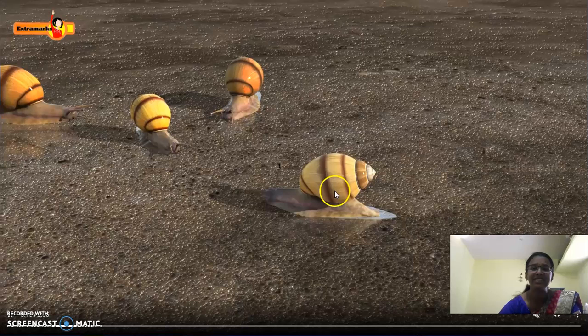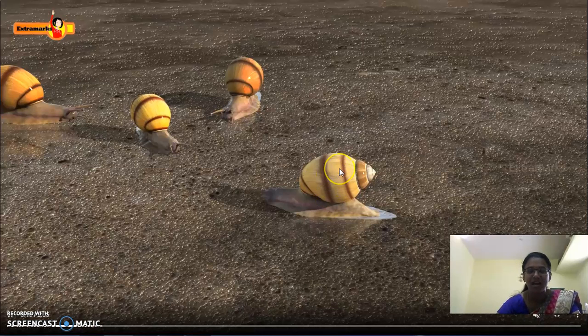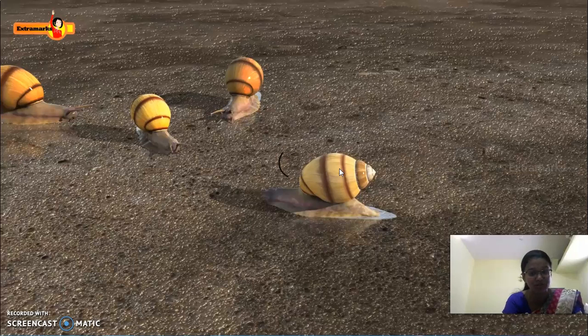It has a muscular structure. And the shell also grows as the snail grows. Okay children, the shell is a single unit. This has to be dragged along with the snail.